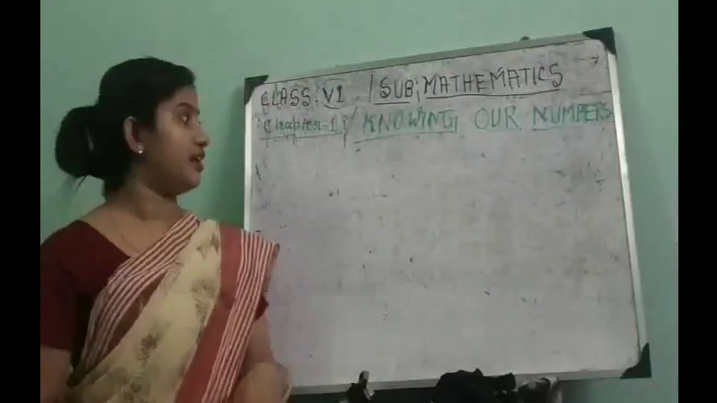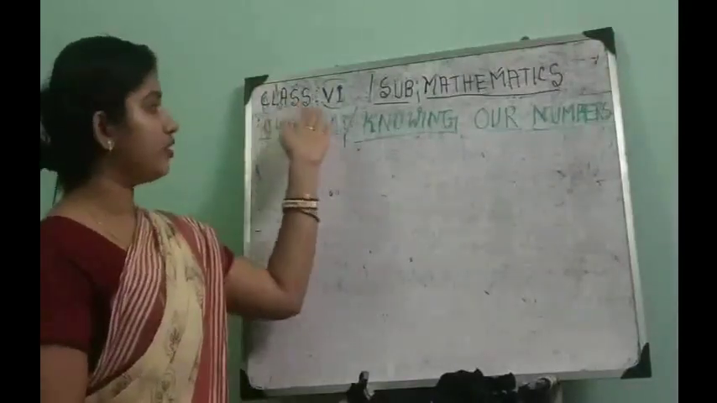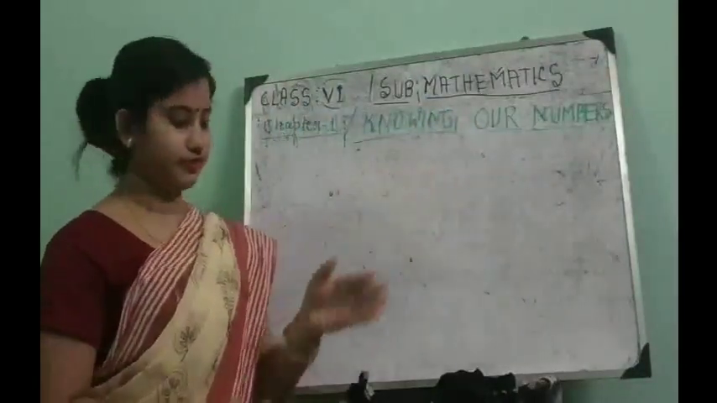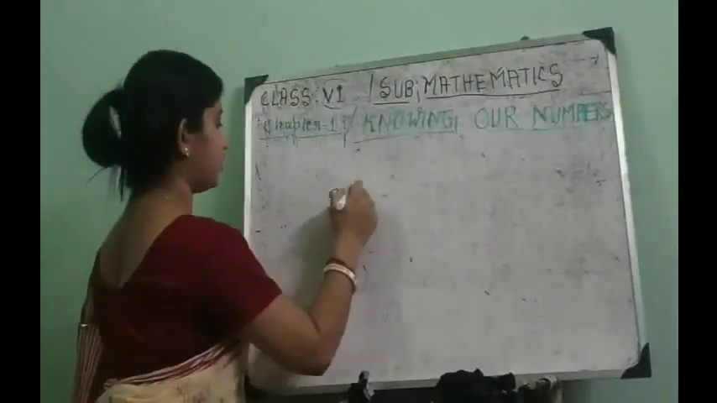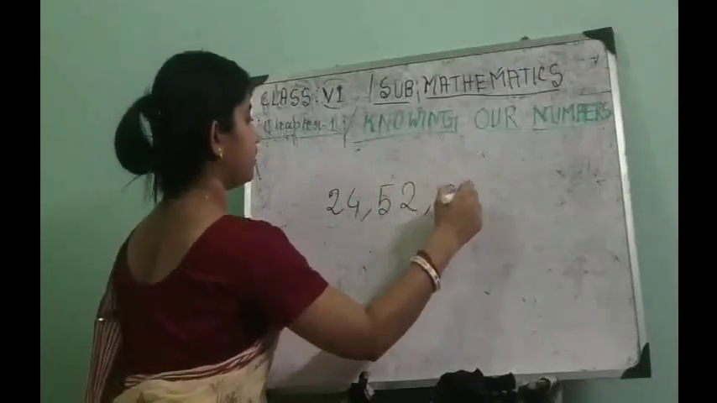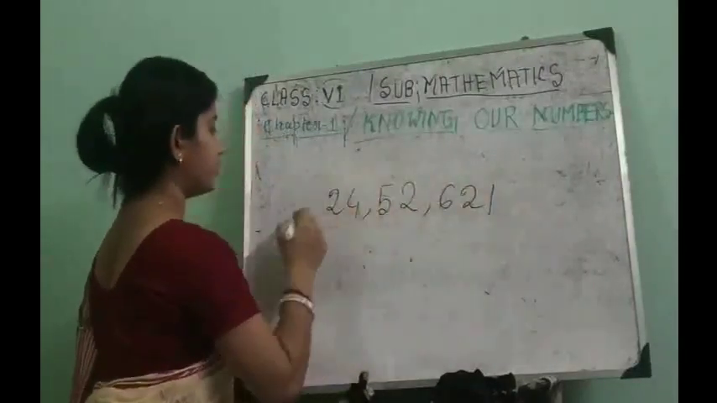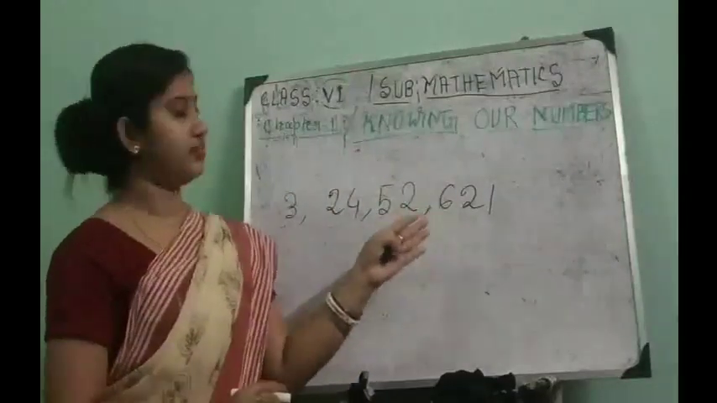Today I will start chapter 1 from class 6, knowing our numbers. So what is numbers? 24, 52, 621, 3. These all are numbers.